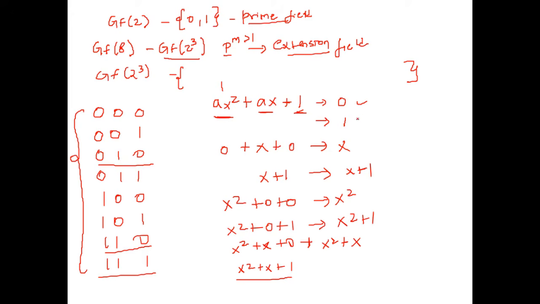It is 0, 1, x, x plus 1, x square plus 1, x square plus x, and x square plus x plus 1. So I hope you have understood how we derive all these polynomials. The polynomials in GF(2^3) take the form ax square plus ax plus 1.